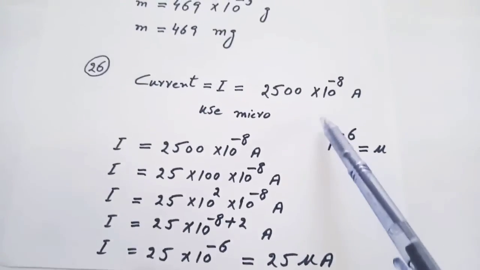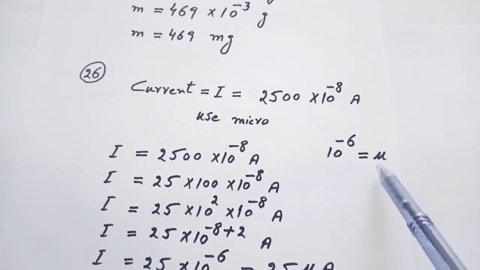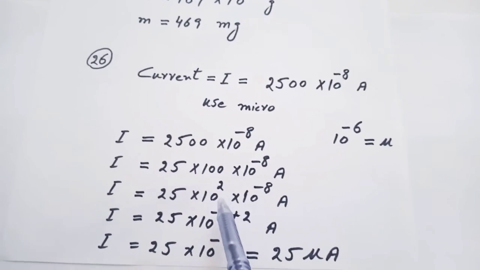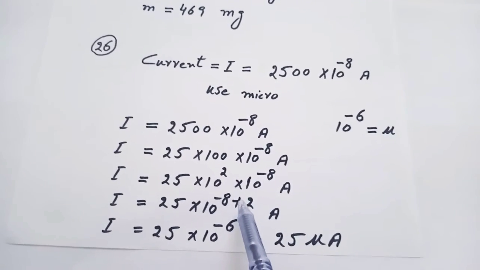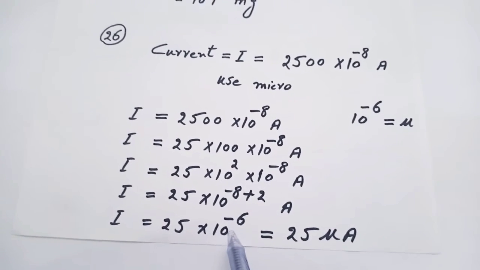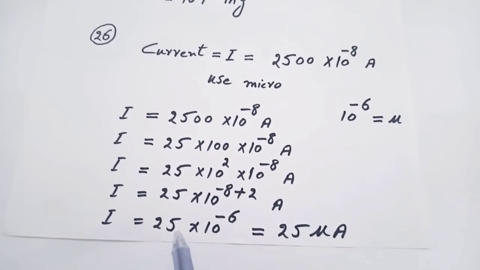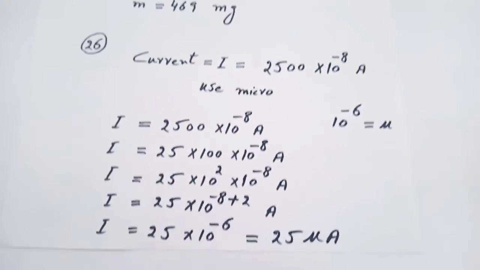Our next measurement is current in ampere. Use micro. So 10 power minus 6 is micro. We can write this number like this, and this is 10 power 2, and 10 power 2 and 10 power minus 8, when we combine we get 10 power minus 6, and 10 power minus 6 is what? Micro. So we write 25 microampere. This micro is the prefix here.